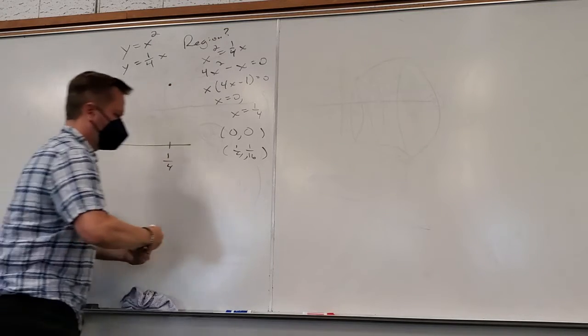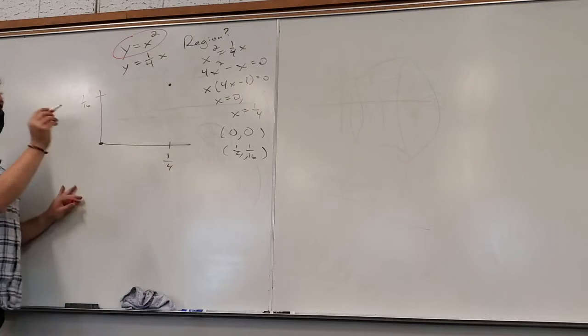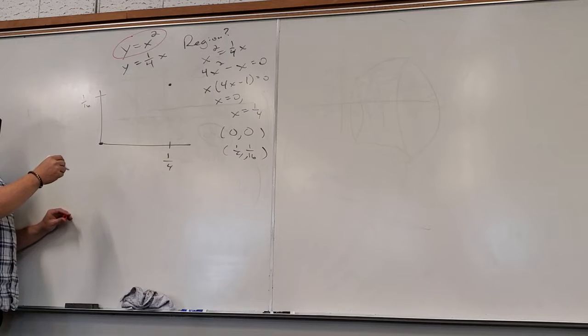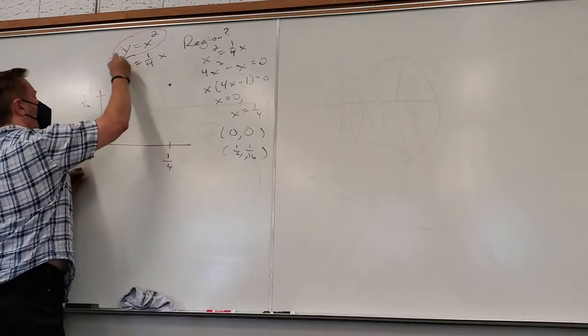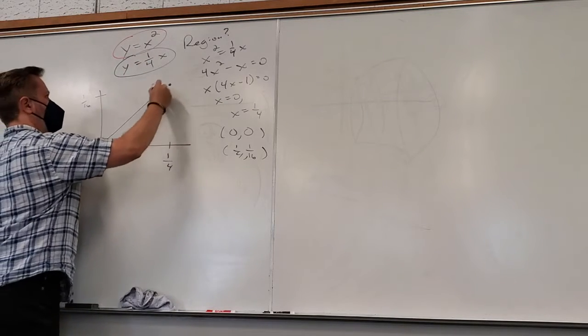We'll do this in different colors. Let's see. We'll do this one in red. And we'll do this one in blue. So the blue one is easy. How do I draw the blue one? Straight line. That's awesome.